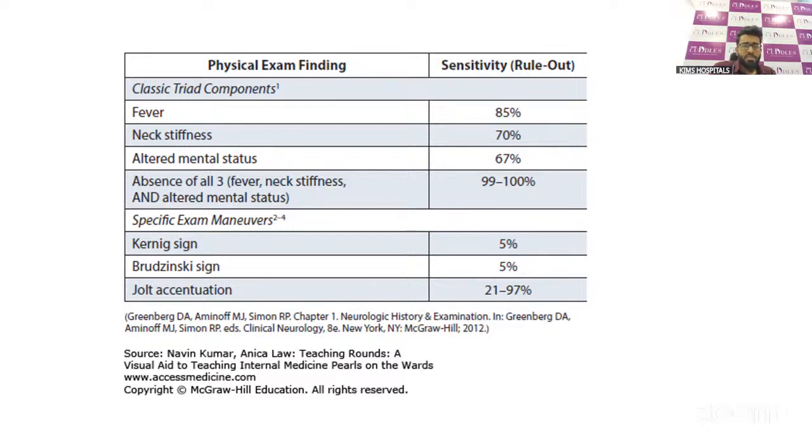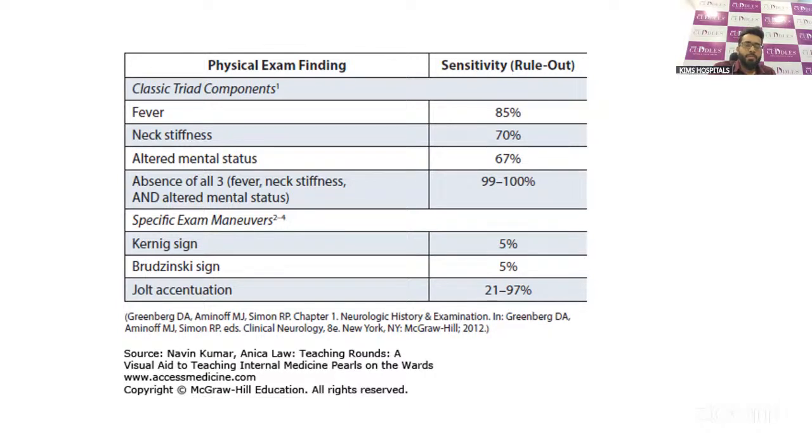And absence of all three, that is fever, neck stiffness, and altered sensorium, the sensitivity to rule out is 90 to 99 to 100%. If you have all three not there, then you can be pretty sure that you're not dealing with CNS infection. But each, you need to know the sensitivity. Kernig's, if you don't have Kernig's, you can't rule it out. Again, as I said, you need to do the whole examination and then decide.